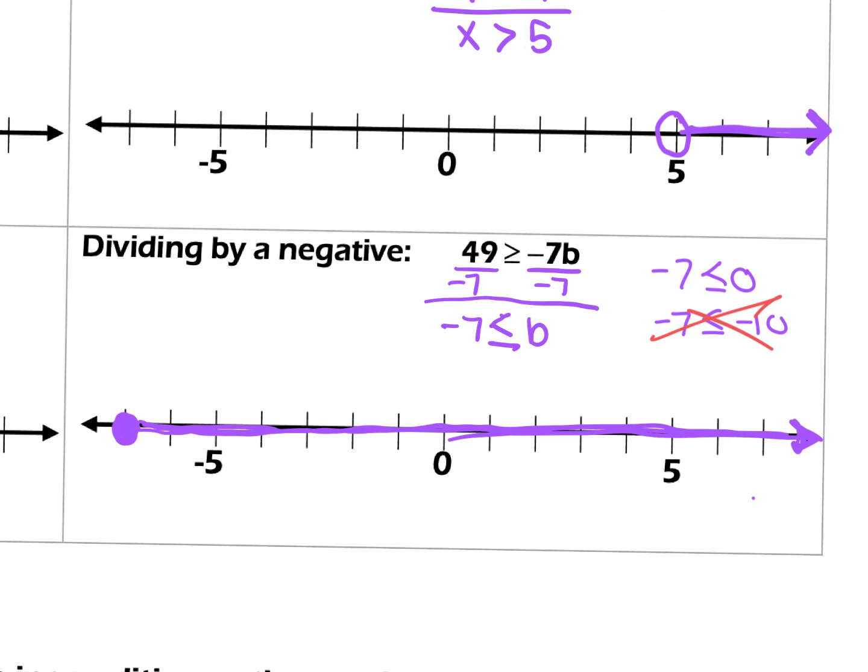You think about it as money. You would rather have negative $7 than negative $10. It means you have less money when you have negative $10. So that's what happens when you multiply or divide by a negative.